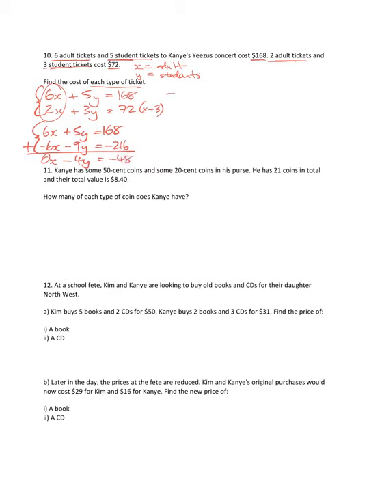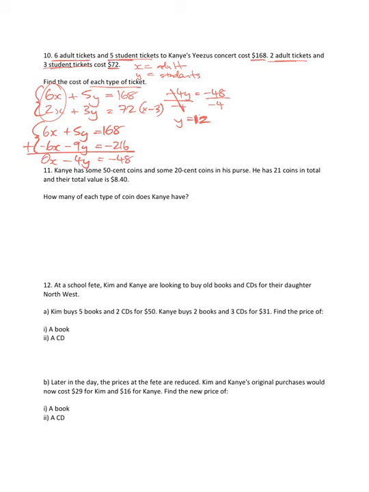So what do we have now? Negative 4y's is equal to negative 48. What's the opposite of times by negative 4? Divide by negative 4 on both sides. Y is going to be negative 48 divided by negative 4 is not negative 12, it is just 12, because a negative divided by negative is a positive. That's not the full solution though, because that's just the student tickets. I need to know what adult tickets cost.